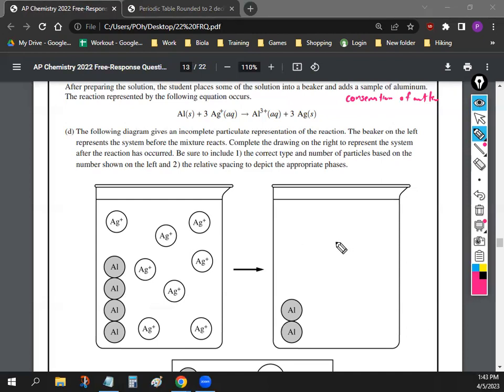So let's start by counting the aluminums. How many aluminums are there on the left side? 4. Okay. And how many silvers are there on the left side? Yeah, 8. Okay. So on the right side, they start you off with 2 aluminums. So 2 aluminums are your solid. So how many aluminums will you have aqueous? 2. Okay. So we'll start with that.